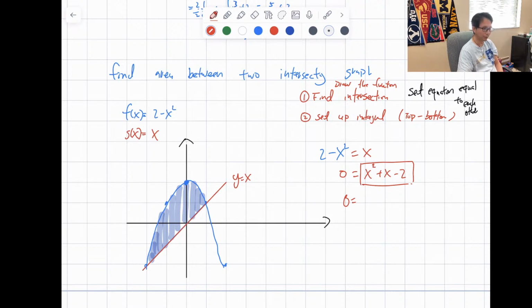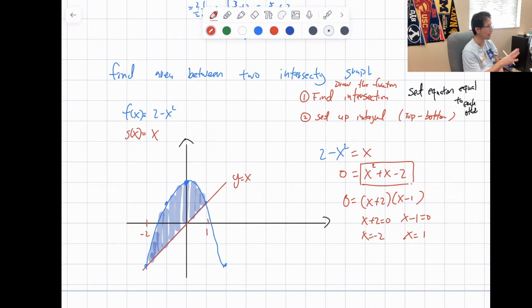You have to factor it. So it'll be x plus 2, x minus 1. x plus 2 equal to 0, x minus 1 equal to 0, x equals negative 2, x equals 1. We verify this. This is negative 2, and this is 1. Am I going too fast?